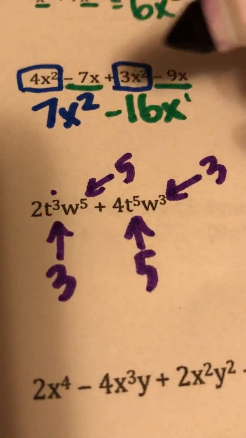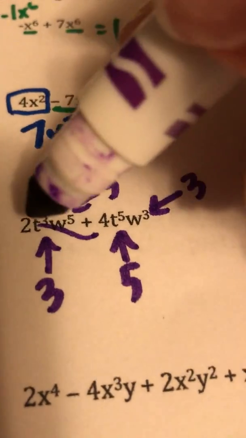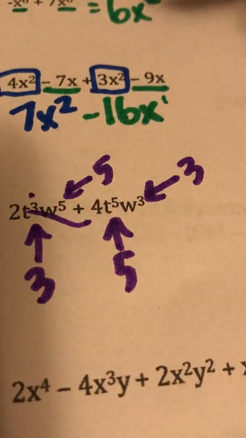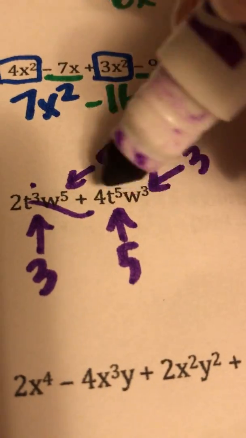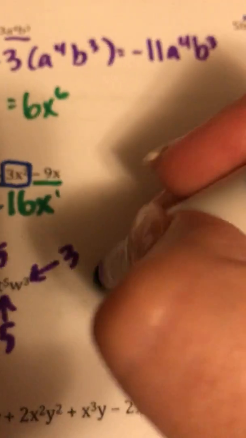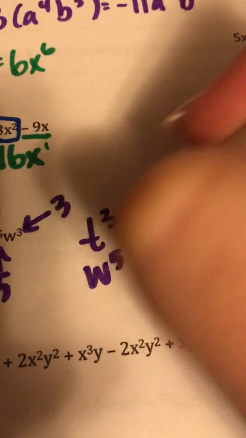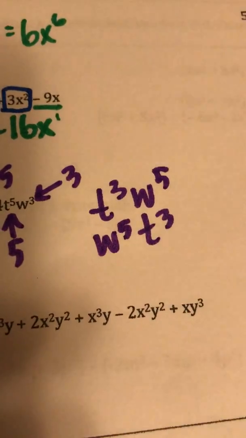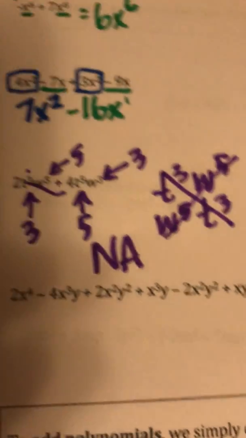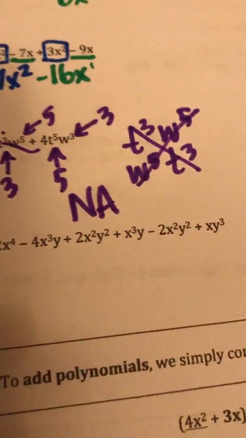Even though both of them have a degree of 8, because you add the exponents, these are not like terms. So t to the third, w to the fifth is not the same as w to the fifth, t to the third. Those are two different terms. So again, there's nothing that we can do. That one is as simplified, as combined as it can get. Let's look at the next one.